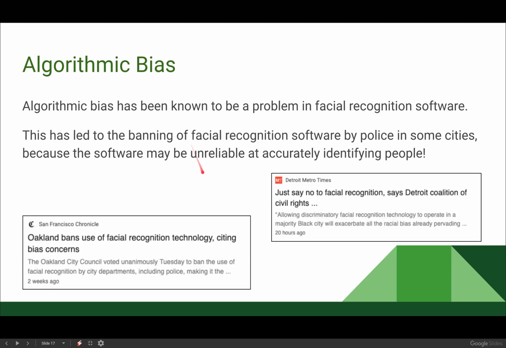And this has led to the banning of these technologies by police in some cities because the software might not be reliable at accurately identifying people. It could misidentify or just fail to identify someone and lead to an incorrect conviction. Detroit and Oakland have both banned the use of these technologies within their police forces, and I'm sure many other cities on top of those.